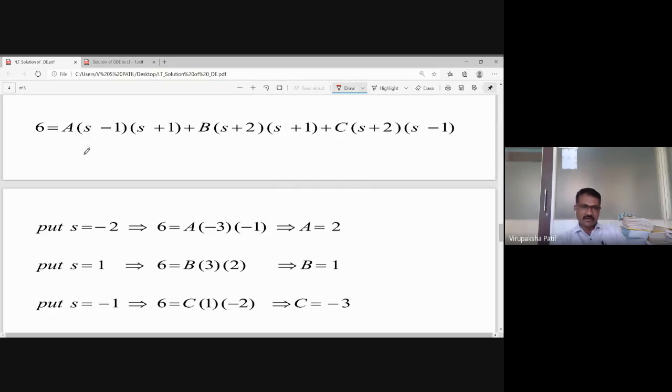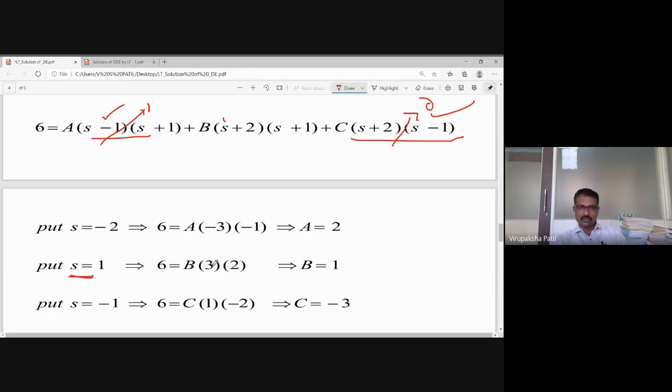To get the value of b, we have to make the coefficients of a and c zero. The common factor here is s minus 1. So to make this factor 0, put s is equal to 1. If you put s is equal to 1, this goes to 0 and this becomes 0. So this becomes 6 is equal to b into (1 plus 2), that is b into 2, then (1 plus 1), b into 3 into 2.